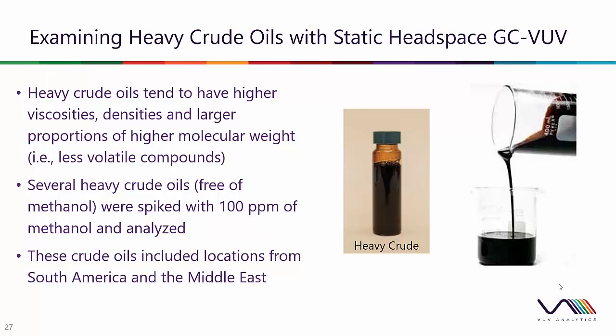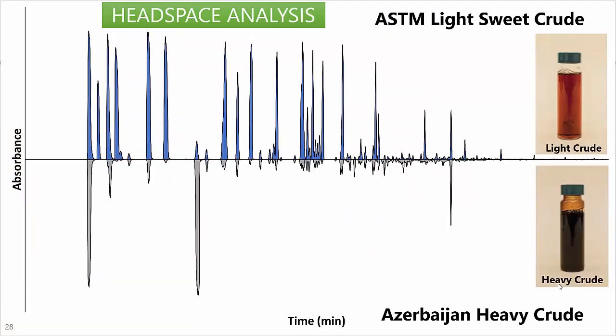And to give people a visual of what these heavier sweet crudes are, in my mind I think of this very black tarry substance which you might see in this beaker, but actually it's just a lot darker version of that lighter sweet crude that we've seen. It's still free flowing at room temperature, but it's just a little bit more viscous. And in general, these crudes that we analyzed were from, let's say, South America and the Middle East.